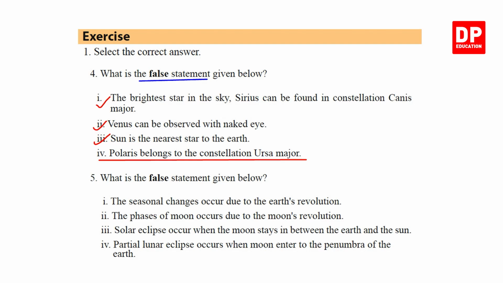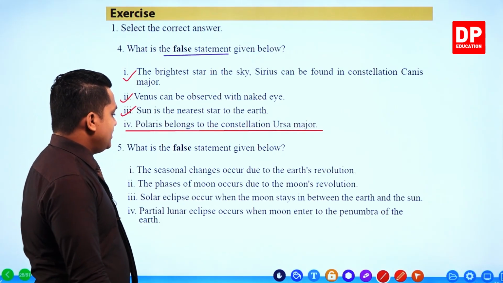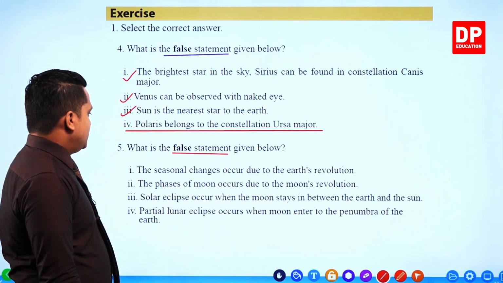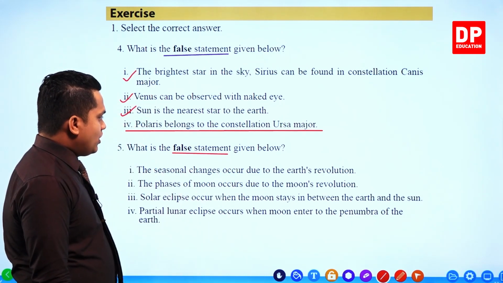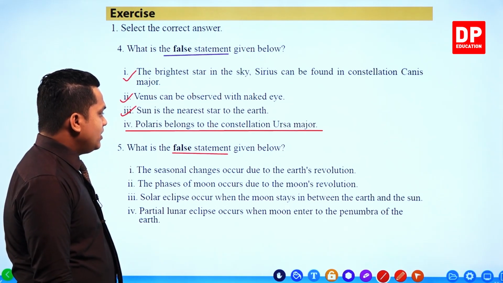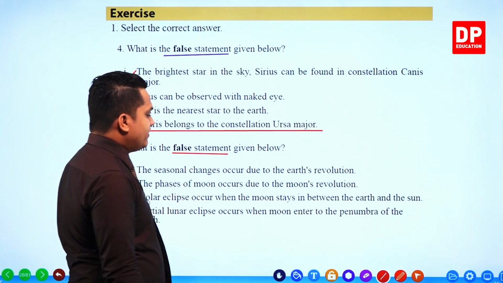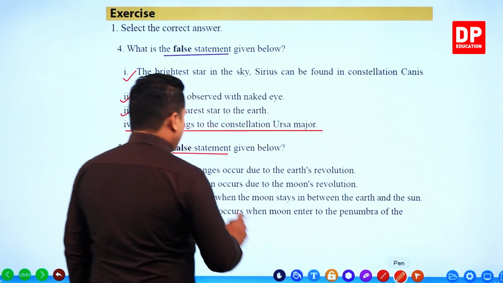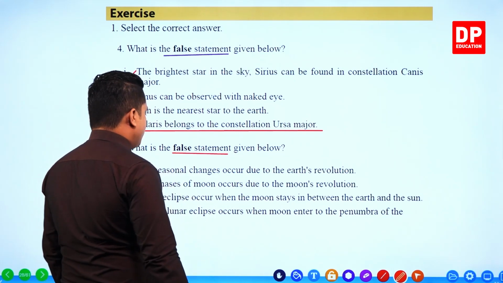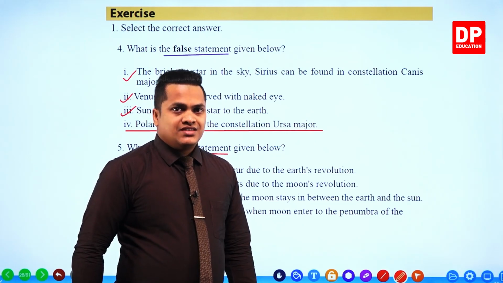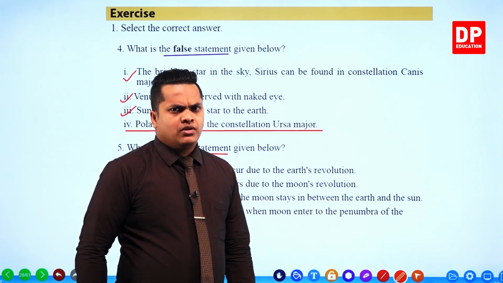Then the fifth question, my dear children. Let's see what question number 5 is. What is the false statement given below? Once again, you have to select the false statement. The seasonal changes occur due to Earth's revolution. Correct, right? Because of the revolution of the Earth around our sun, seasonal changes occur. No problem. It is correct.